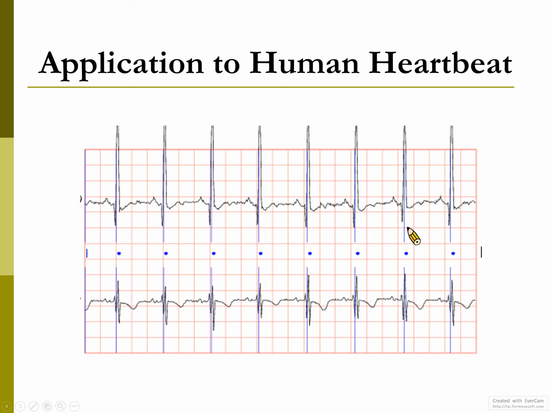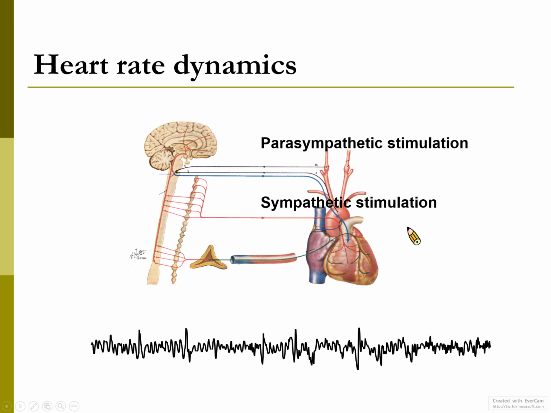So in this case, we apply this method to classification of the human heartbeat. We know that the human heartbeat is regulated by the autonomic systems. To simplify the representation, the heart rate will be increased by the sympathetic stimulation, and the heart rate will be decreased by the innervation of the parasympathetic stimulations. So our heart rate is not a constant number. It actually goes up and down according to regulation of autonomic systems.